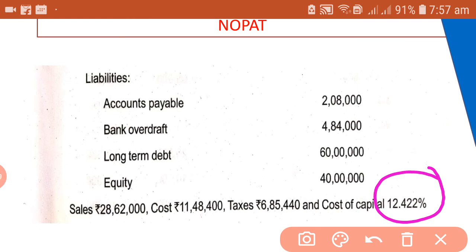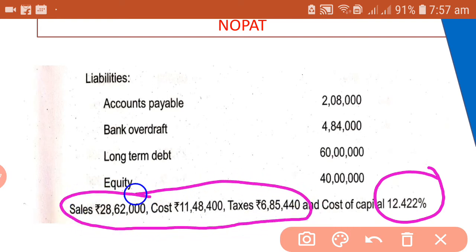So firstly we will find NOPAT. NOPAT will be calculated as sales less cost less tax. That figure will be NOPAT. Then secondly, we are given the cost of capital. So we have to identify one more item, that is the amount of investment or amount of capital.